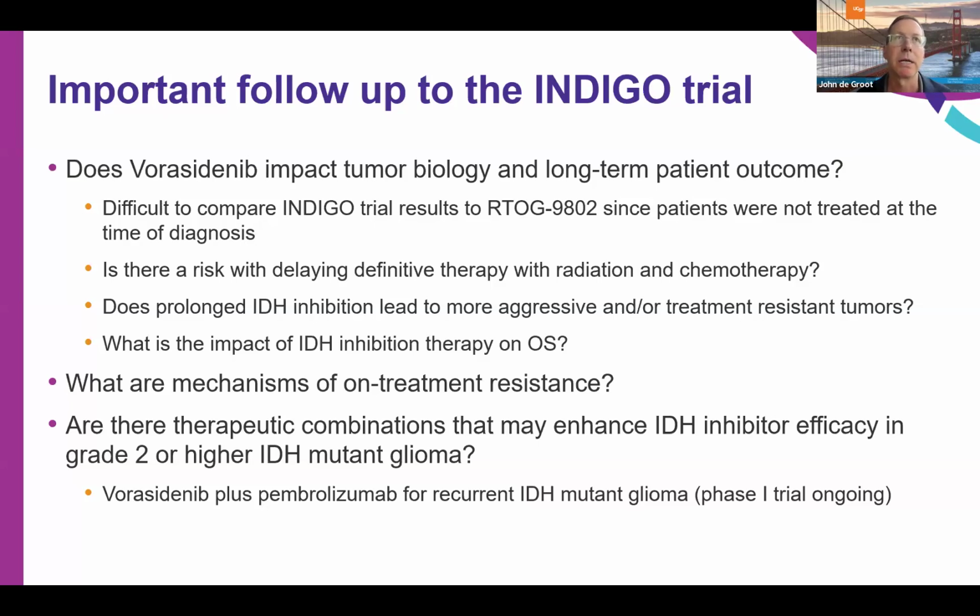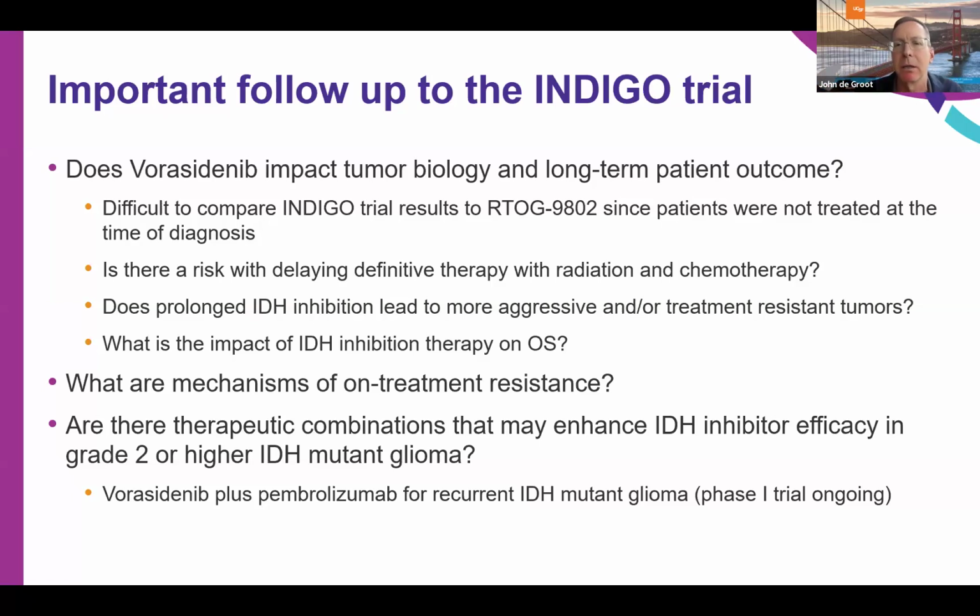And then really, what is the impact of implementing these IDH inhibitors early on, and what does it do for overall survival? That 9802 trial that I showed took over 15 years for us to get the results from that study. And so it's going to be a while before we really have a good understanding of how much of an impact these treatments are going to have on longer term outcome. We really want to know what are the mechanisms of on-treatment resistance. So, those patients who came off of the drug earlier, what was the mechanism of resistance to the inhibition of IDH?